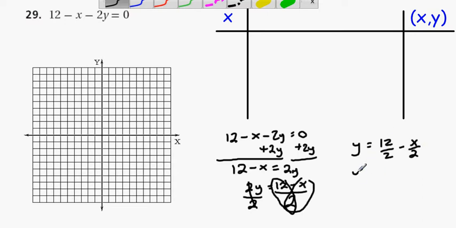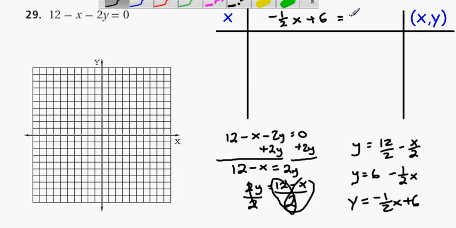Well, 12 over 2 is 6. And dividing by a number is the same as multiplying by its reciprocal. So dividing by 2 is the same as multiplying by 1/2. So my final equation then is going to be y equals negative 1/2 x plus 6. So that's my function. All right, so let's write this here: negative 1/2 x plus 6 equals y.